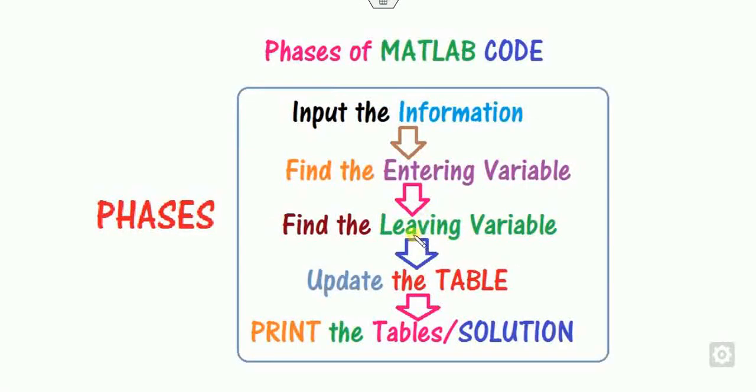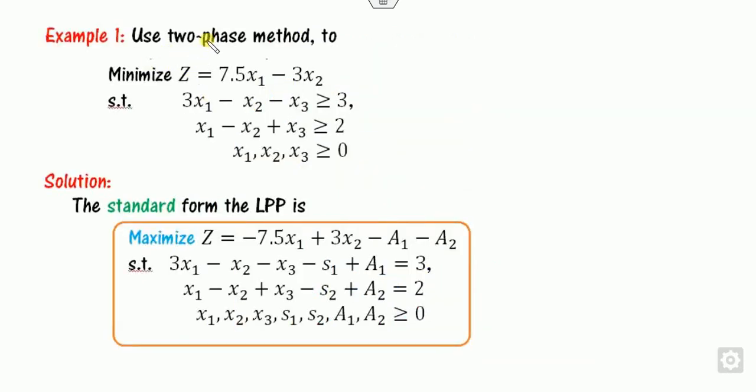So what is the two-phase method? I have divided this MATLAB program into 5 phases. The first phase is to provide the given information about the LPP. Then we calculate the entering variable, then the leaving variable, then we update the table, and finally we print the tables and repeat the process again and again until we get the optimality condition. To explain all these phases, I have considered this numerical example of the two-phase method.